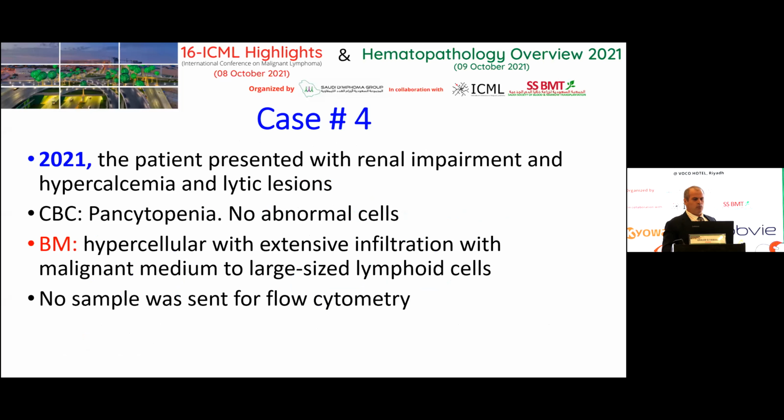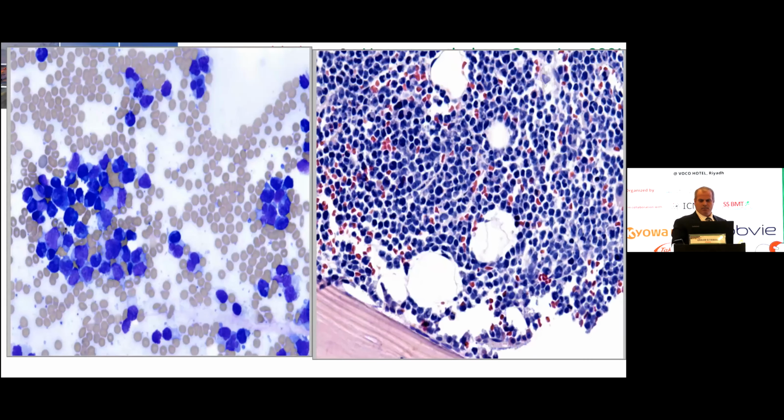In 2021, only two months ago, the patient presented with renal impairment, hypercalcemia, and lytic lesions. CBC showed pancytopenia with no abnormal cells, and the bone marrow was extensively infiltrated by malignant cells. What is your preliminary diagnosis? Everyone will expect a relapse. It was high-grade B-cell lymphoma in 2018, and in 2021 he presented with bone marrow infiltration by malignant cells. It is a relapse. This is the bone marrow aspirate and biopsy.